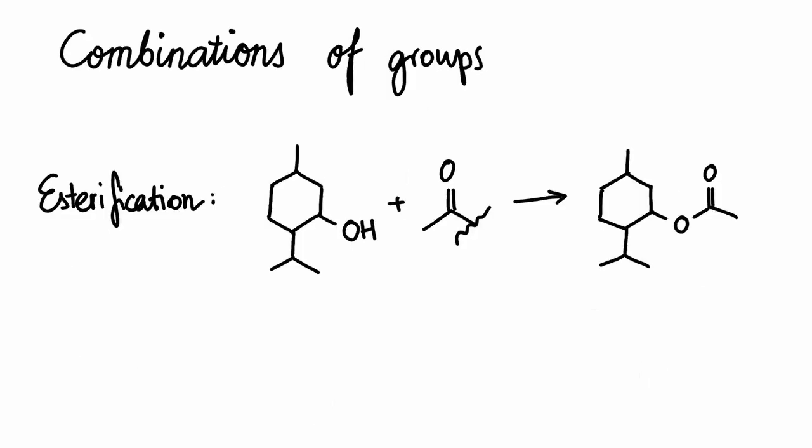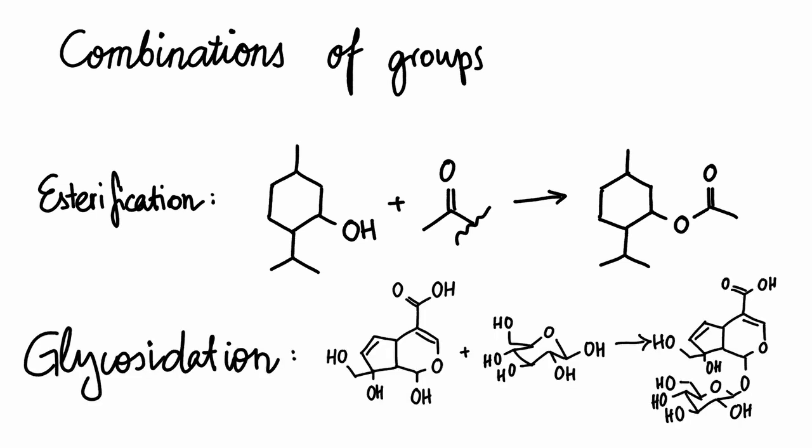Esterification usually proceeds with the addition of an acyl group onto an alcohol group, or onto an amine group, but any carboxylic acid can do it. This includes the acids of phenylpropanoic acid type compounds, like cinnamic acid. Glycosidation can also occur, which connects a saccharide to an alcohol or other group.